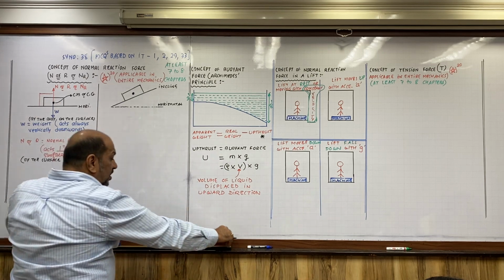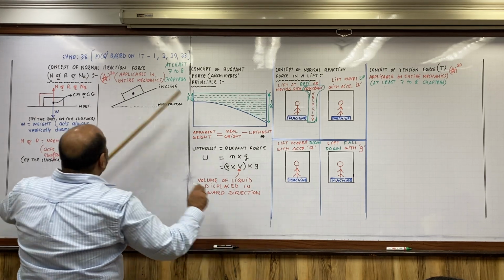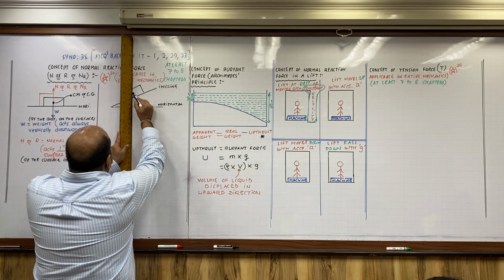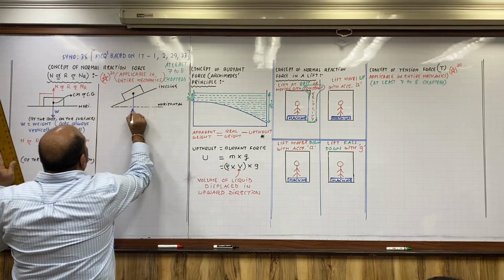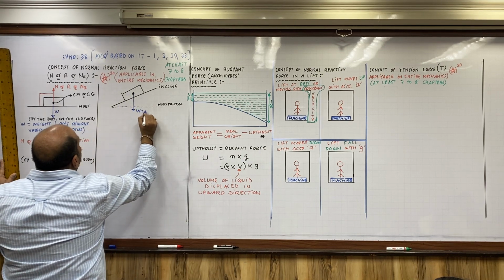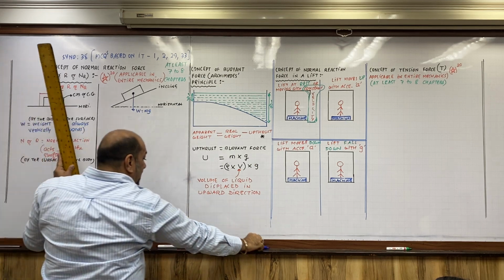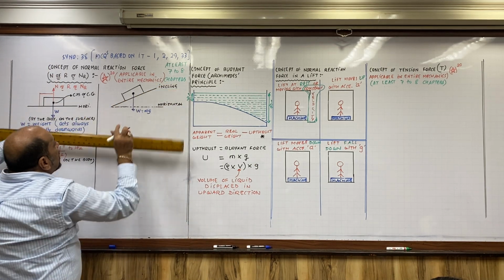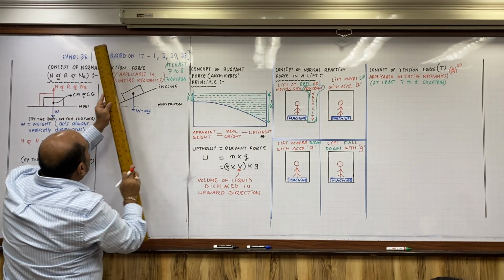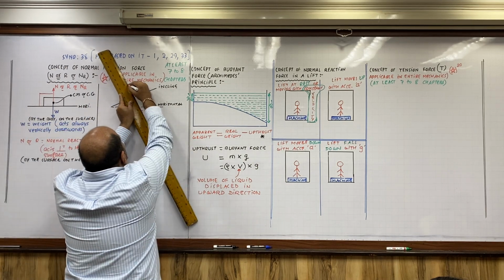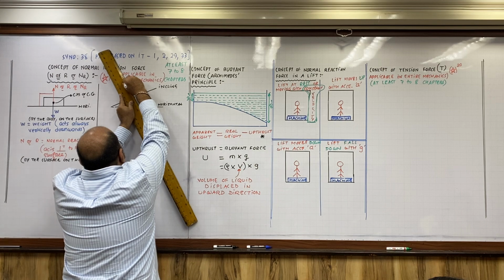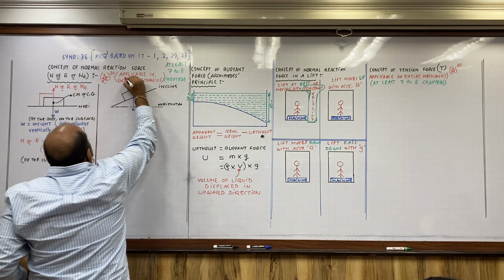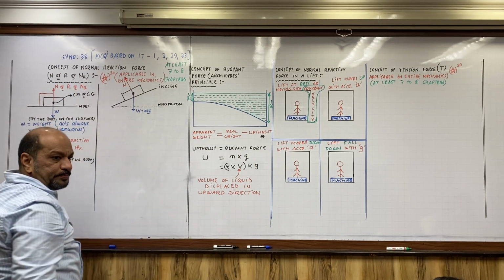Now, as per our knowledge, how will weight act? Can I say weight is still acting vertically downwards? Yes or no? That means this is W, which is equal to mg. But how will normal reaction act? Mind you, this is inclined surface, right? So this cannot be normal reaction. Normal reaction has to be perpendicular this way.